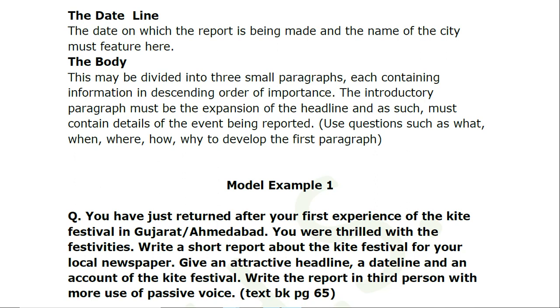So now let's read the body. This may be divided into three small paragraphs, each containing information in descending order of importance. So the most important thing should be right on top. Like say you're talking of an accident. So what met with an accident? A train and a bus.